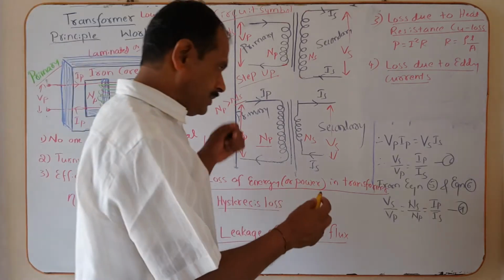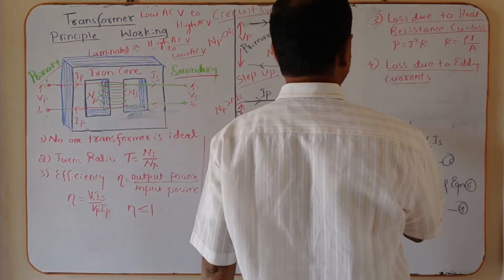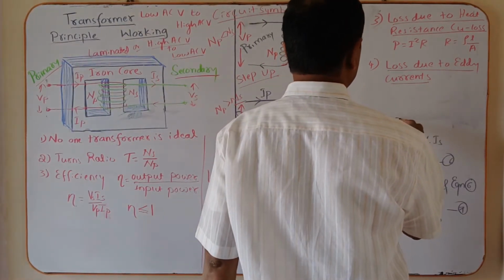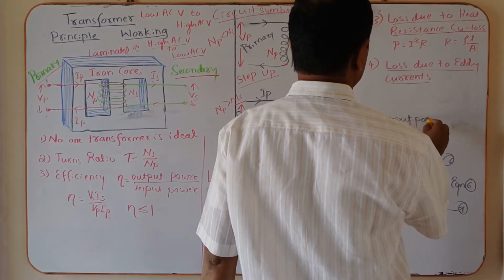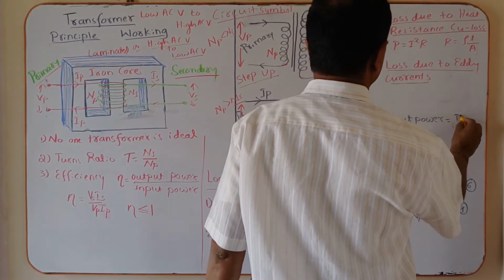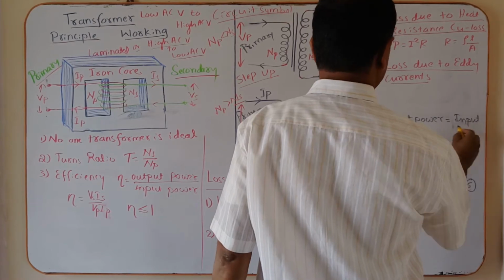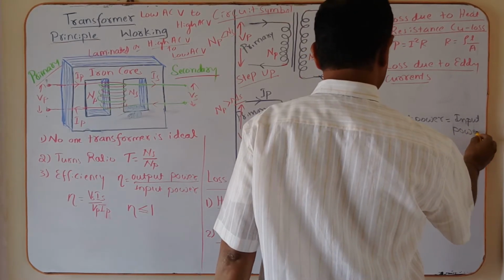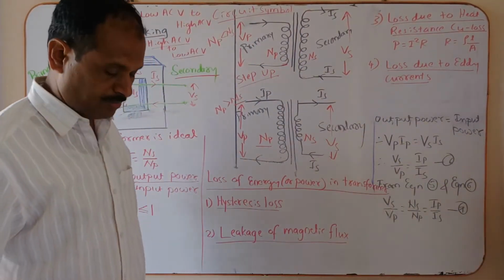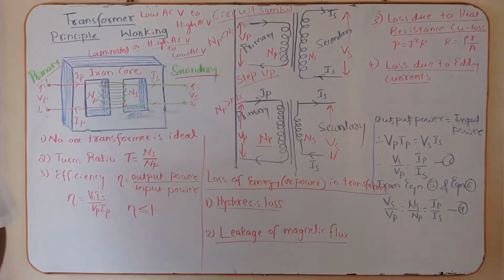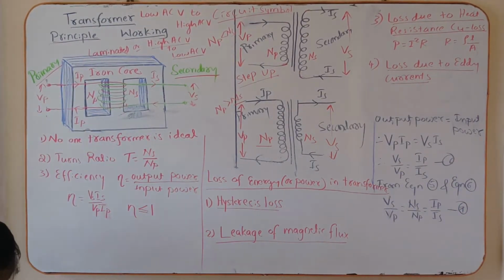In the previous video clip, we took the output power to be equal to the input power. It means we considered the transformer as an ideal transformer. But practically, no transformer is an ideal transformer.